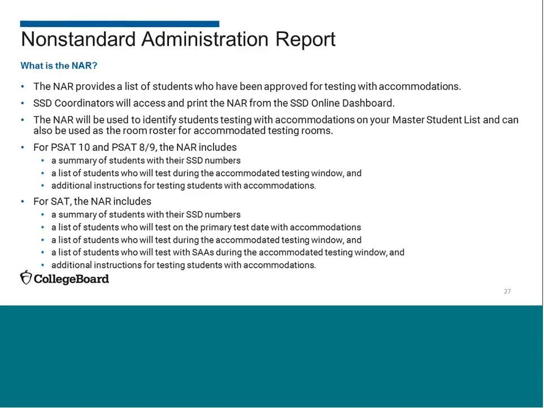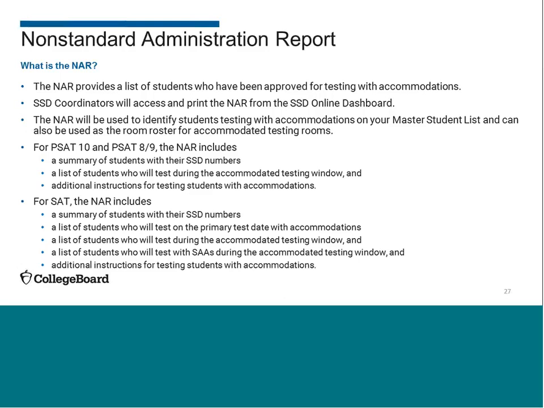For SAT, the NAR is going to look different from last year and different from PSAT 10. You will get a summary of all students and their SSD numbers, but it is going to be broken up into 3 sections. The first is going to be a list of students who will test on the primary test day. Any of your students that have an accommodation that require them to test on April 10th will appear in this section of the NAR.